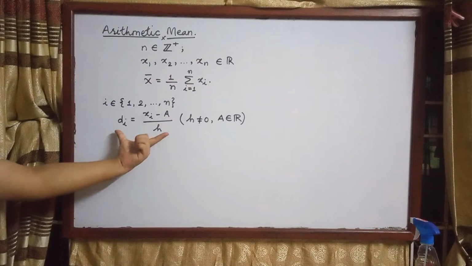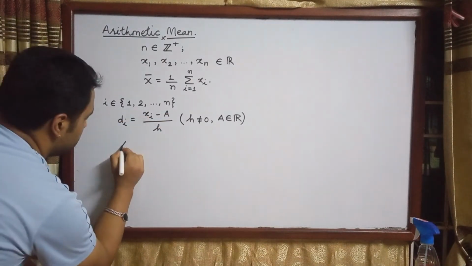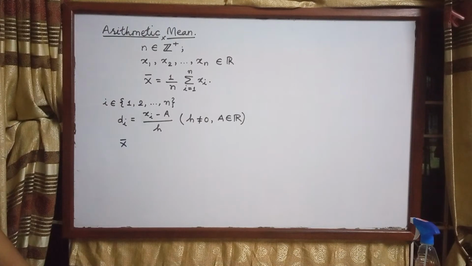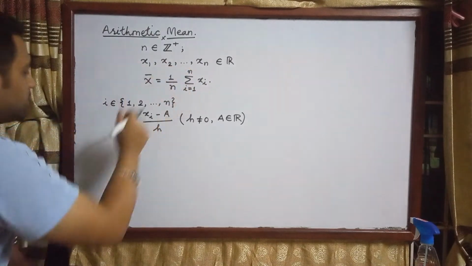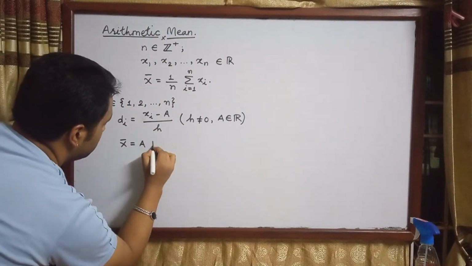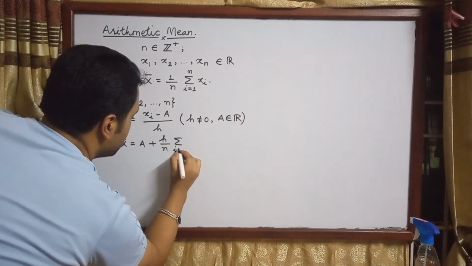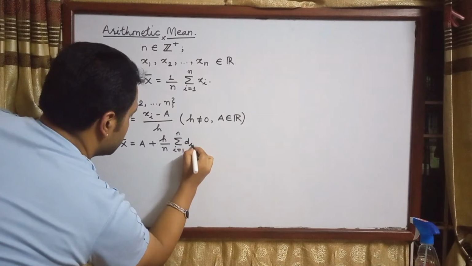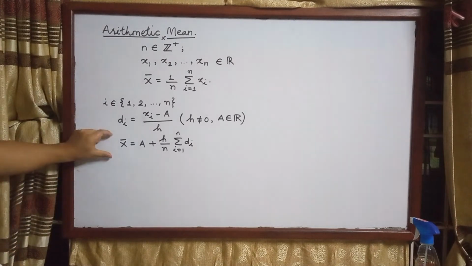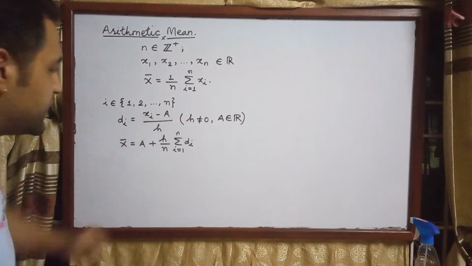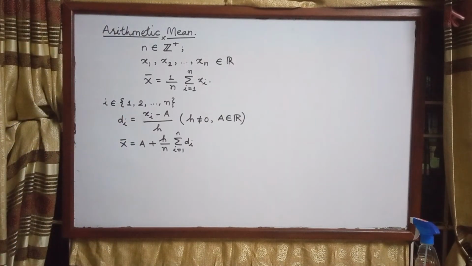Okay, if we define this di like this, then we can calculate the arithmetic mean of this data as a plus h over n times the summation i equals 1 to n of di. This is a formula that you have used in previous statistics courses. Now let's derive it. Okay, the derivation is very simple.